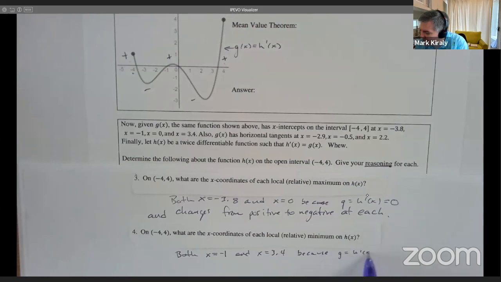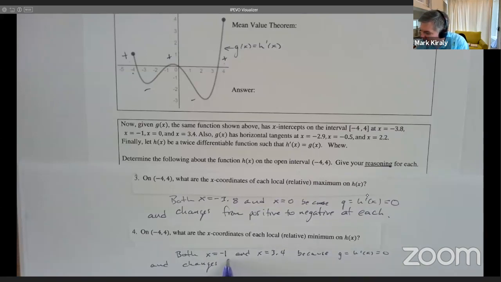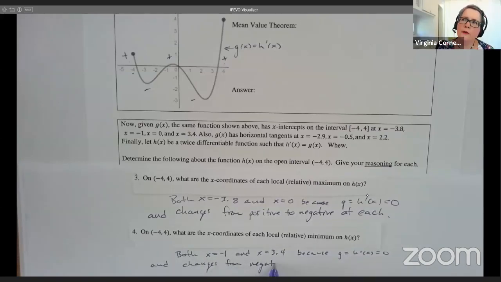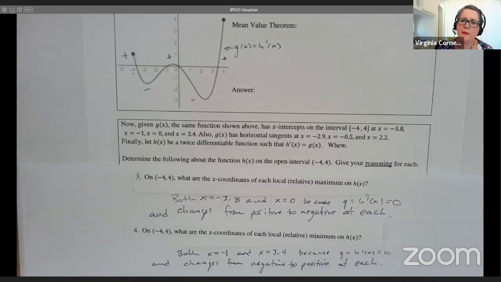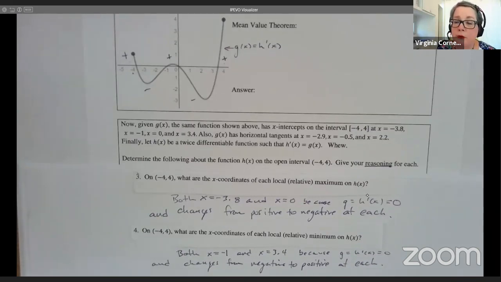Because g equals h prime of x equals 0 at those locations. What are those called when they equal 0 there? Critical numbers. Critical numbers are the only places that relative min and max can occur in most textbooks. Aren't those also considered stationary points? Critical numbers include other kinds of numbers, like undefined derivatives, but the function has to still exist. Yes, like if you had a cusp or something like that. I've heard that term stationary points. I don't usually use it, but anyway.